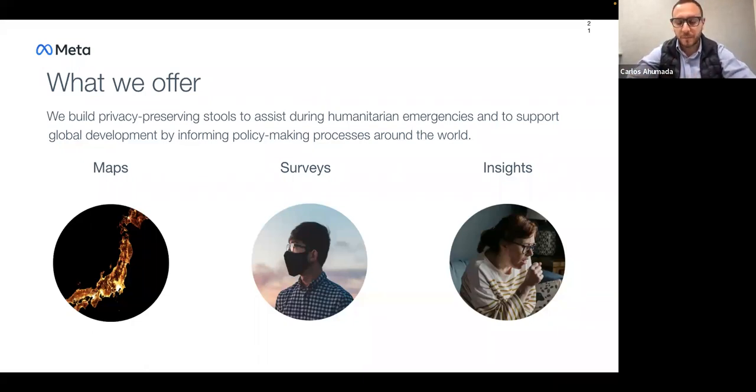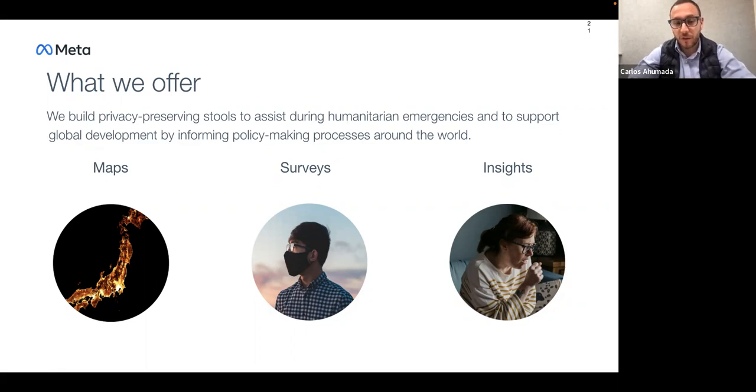On maps, we have maps on population density, on mobility, on how two different geographical areas are connected between them based on Facebook friendship ties. We have maps on poverty and relative wealth, etc.